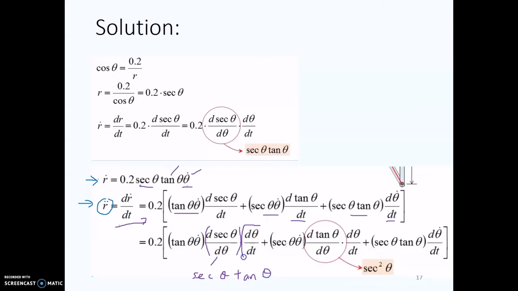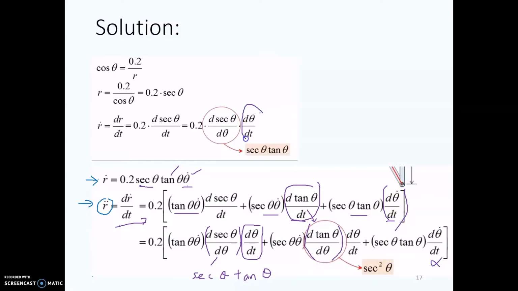So this is the angular velocity, and then you continue to differentiate this term. So you cannot differentiate directly, you need to differentiate with respect to angle. Then you need to multiply with the d angle divided by dt. So differentiation of the tangent angle gives you the secant square angle. Lastly, for this part, you obtain the angular acceleration.